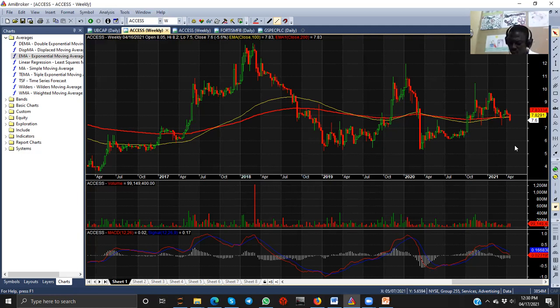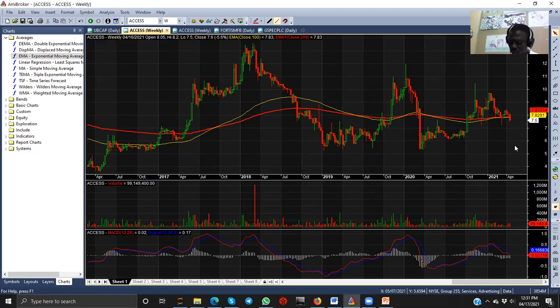Is the 200 exponential, the EMA? Okay, both the 100 and the 200 are exponential here. So if you want to use it for a crossover, you want the 100 to cross above the 200 to signal a buy trend. But when it crosses below the 200, it signals a sell.